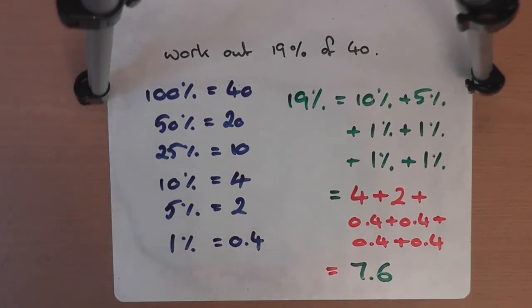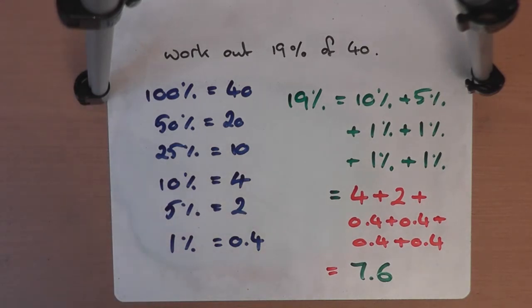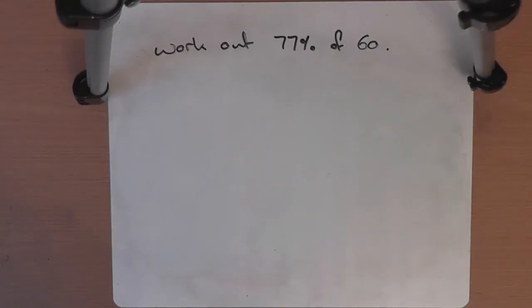Key thing being, doesn't matter which way we go about this, these simple percentages are easy and quick to find as long as we remember how to find each of them. And then we can put them together in different chunks to find the percentage that we need. To prove how quick this can be, let's do another example. Work out 77% of 60.